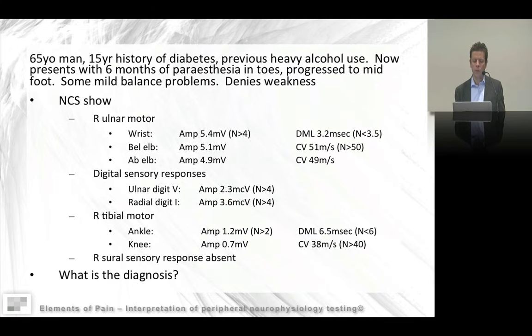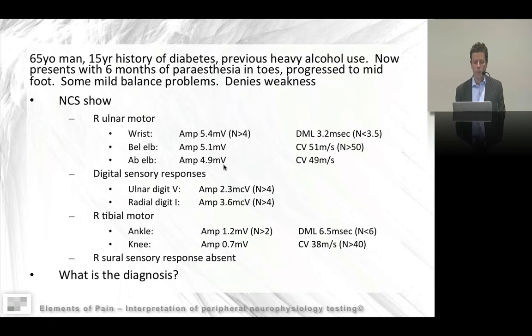older middle-aged gentleman with diabetes and previously drunk a lot of alcohol, who now presents with some pins and needles in his toes that slowly progressed up to his foot. He's also describing some mild problems with balance, but he's not noticed any weakness. And this is a fairly typical presentation of someone with peripheral neuropathy who gets sent for nerve conduction studies. Then presented some isolated data of relevant nerves.